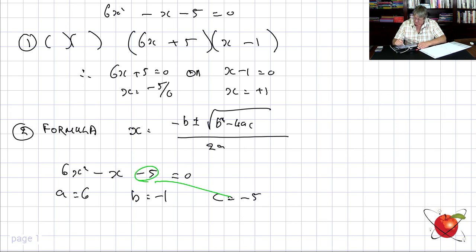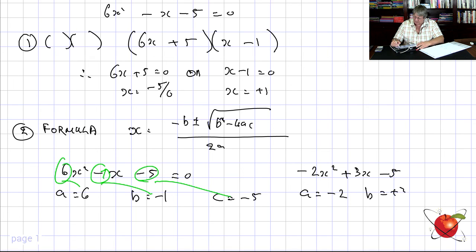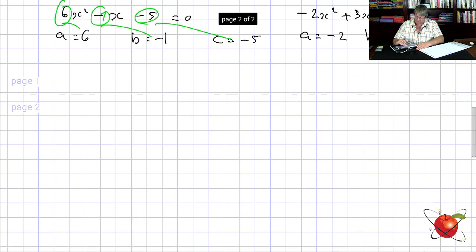The coefficient here is minus 1. All right? The constant is minus 5, and a is that. So if we had, let's say, minus 2x squared plus 3x minus 5, a would be minus 2, b would be plus 3, and c minus 5. So you take the sign with it, extract them out of the equation, okay?